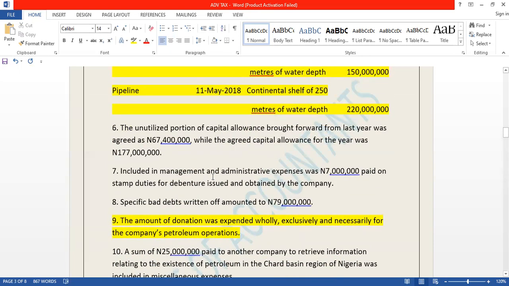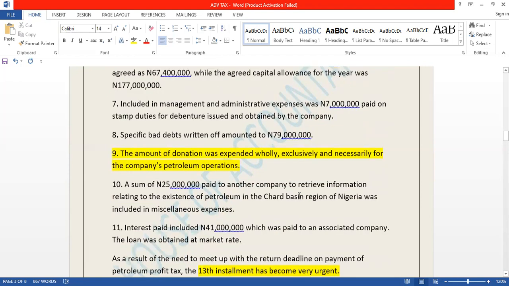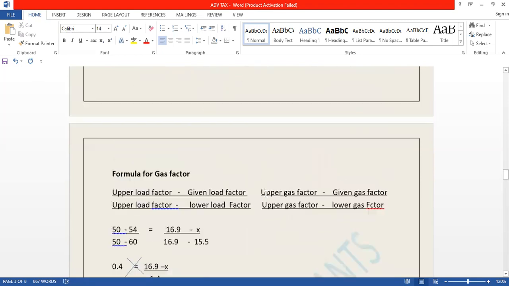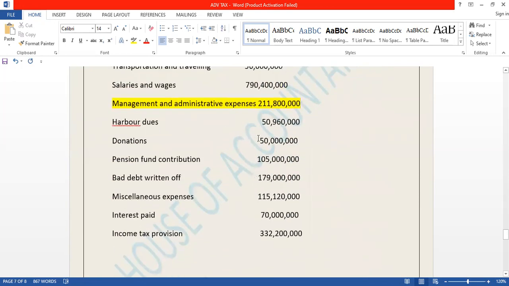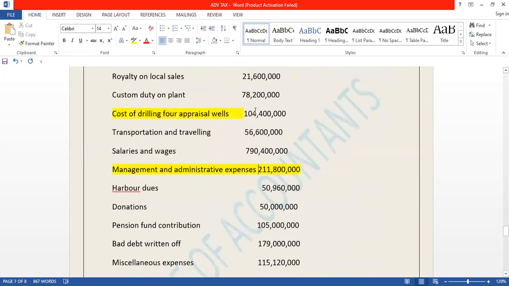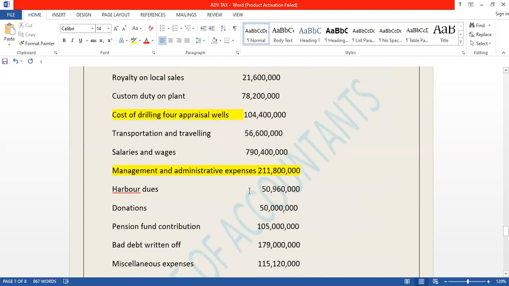They said included in management and administrative expenses was 7 million paid for stamp duty for the venture issue obtained by the company. I think that 7 million is supposed to be part of it. There's no adjustment to be made on that. I think it has been treated properly. There's no other cost you want to adjust it to here. I think it is well treated already. So there's no need of adjusting for that 211,800.